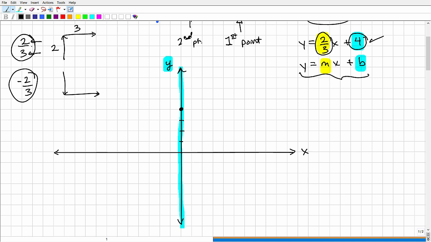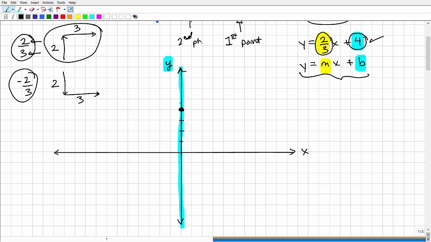So this slope here, this 2/3, is kind of like driving directions to our second point. You're going to go up 2 and to the right 3, okay? If it was negative, we would go down 2 and to the right 3, in this direction, a negative direction. So here's how we do this, okay? Starting from the y-intercept, we're going to count up 2 and to the right 3 because this is a positive slope.